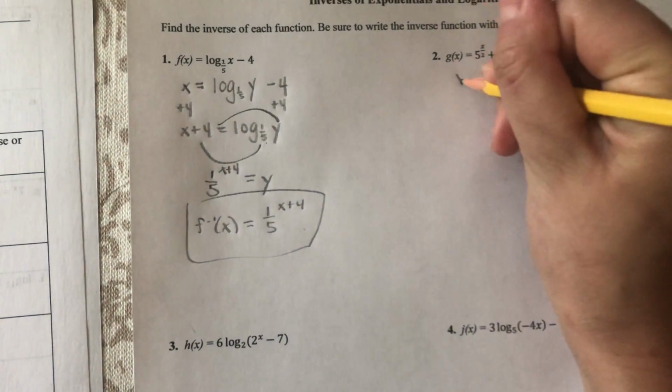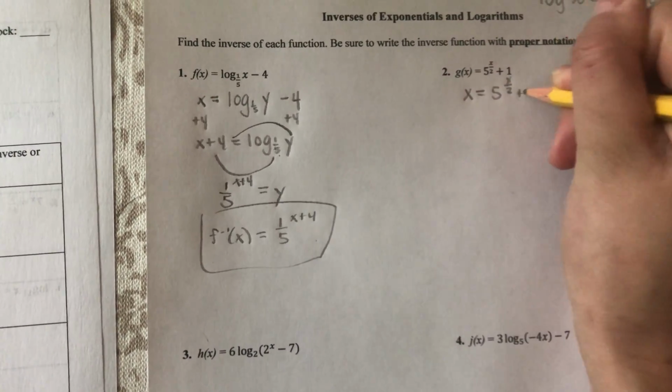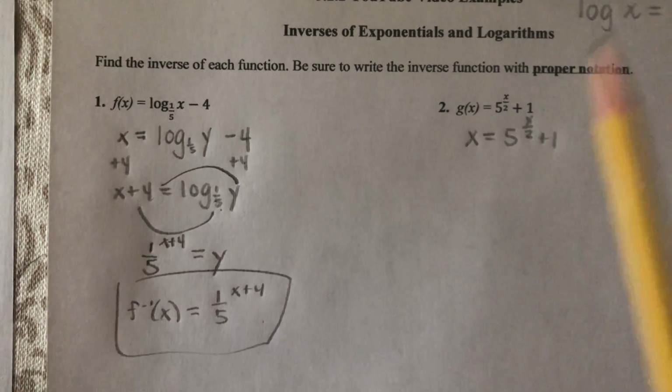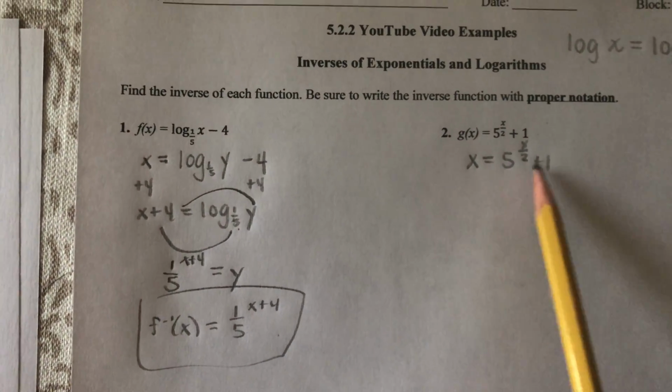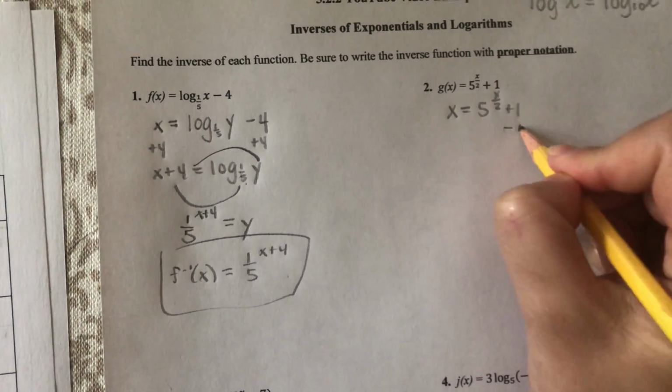I switch the x and the y. I see that my y is in the exponent here in the numerator of the fraction. So same thing here. I'm going to get my exponential alone. I'm going to solve for y. So I'm subtracting 1 from both sides.